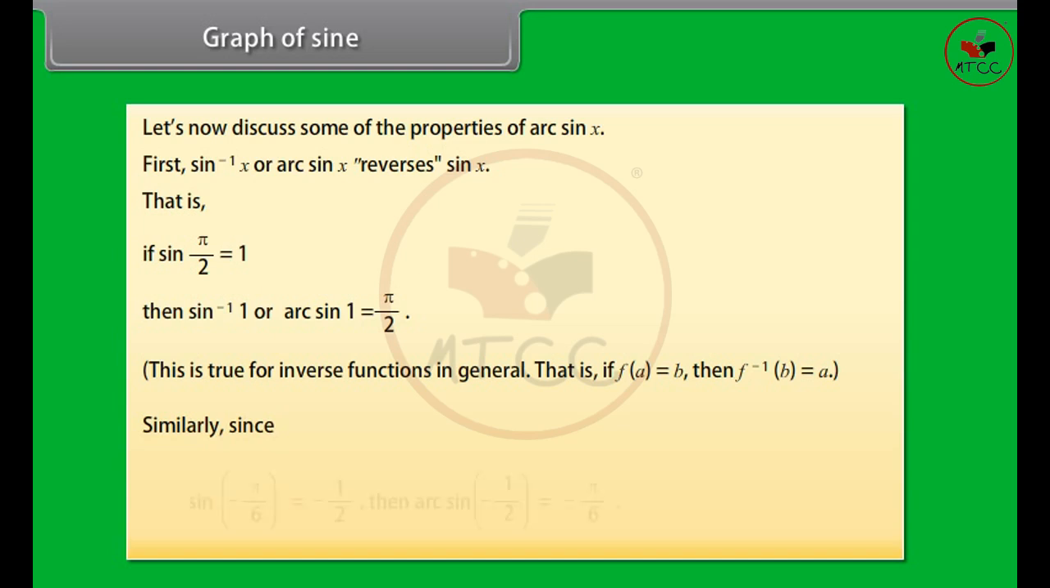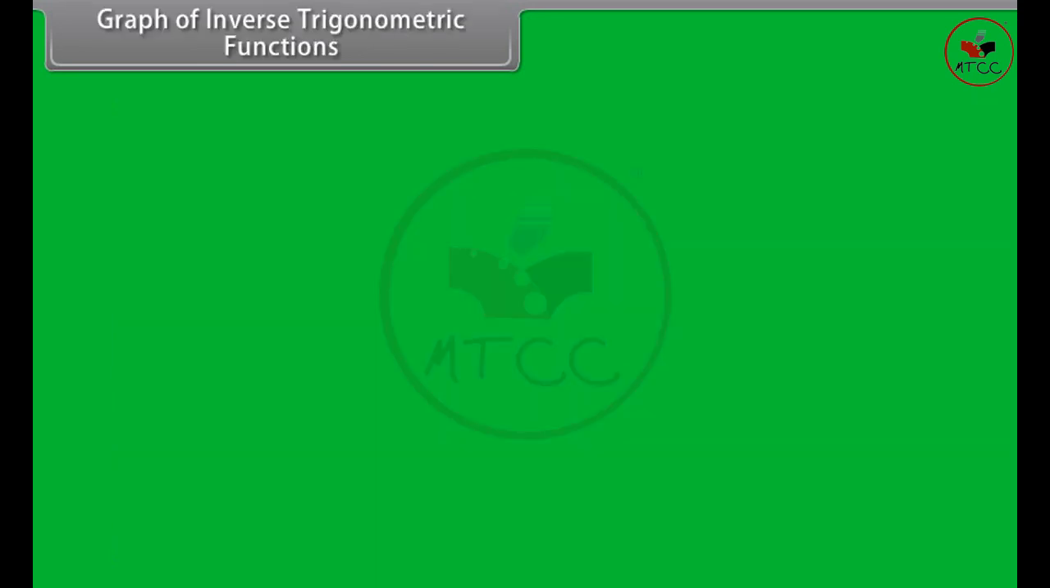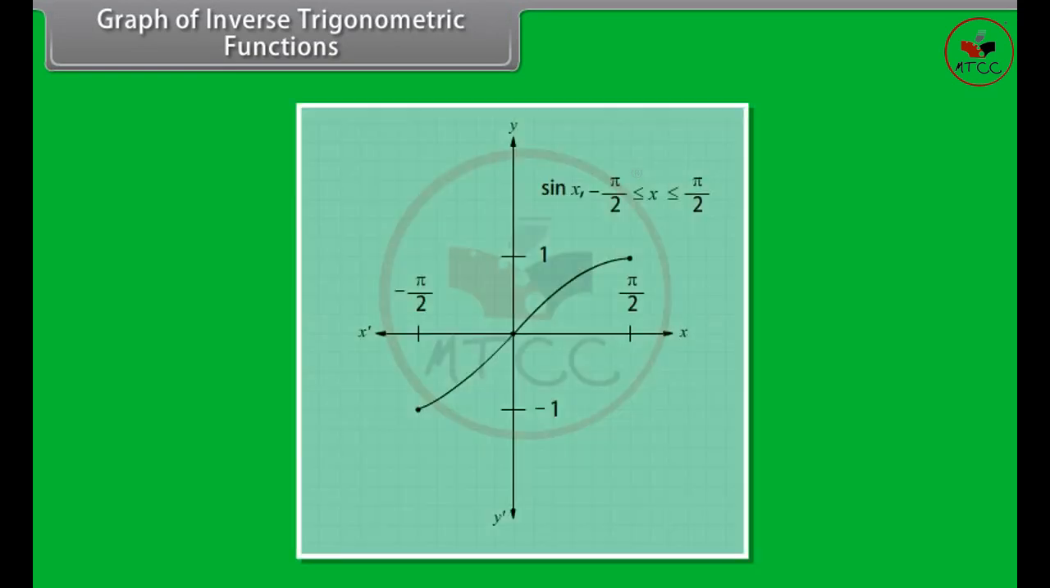Similarly, since sine of minus pi by 6 is equal to minus 1 by 2, then arc sine of minus 1 by 2 is equal to minus pi by 6. Graph of inverse trigonometric functions. In this screen, we will learn about the graphs of the inverse trigonometric functions.